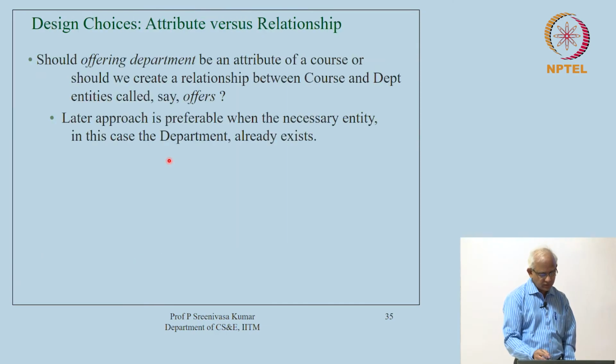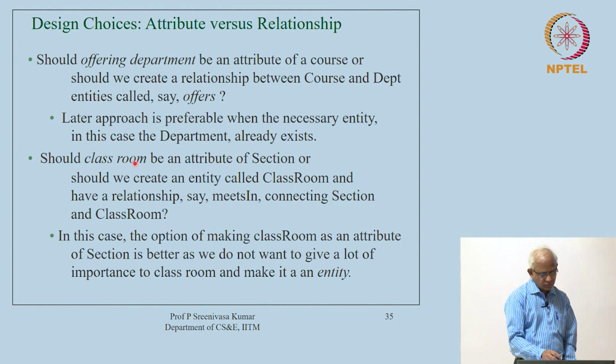Now, another kind of choice. A related situation is, should classroom be an attribute of a section, or should we create an entity called classroom and then make a relationship saying meets in and connect them to the other? This also we can do. We can create an entity set consisting of all classrooms, and then say that this particular section meets in a particular classroom. So we can create a meets in relationship and then connect these two entities. That option exists.